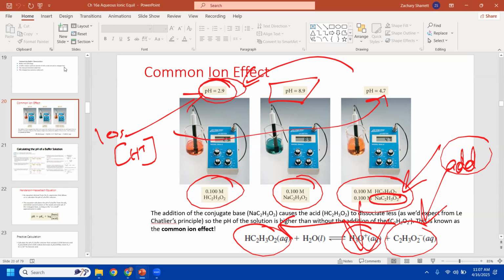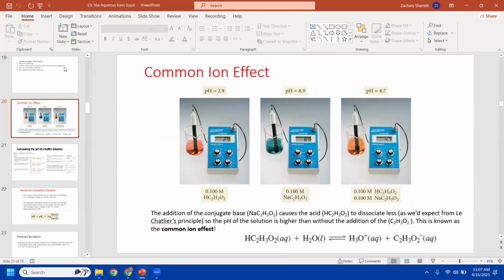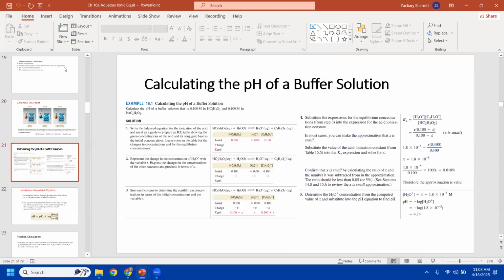So this common ion effect is basically causing the thing to dissociate a little bit less because we're automatically adding in product, which means you're going to have less product or less H plus. So if you don't understand that, just believe me on it. Okay. Let's calculate the pH of a buffer solution.